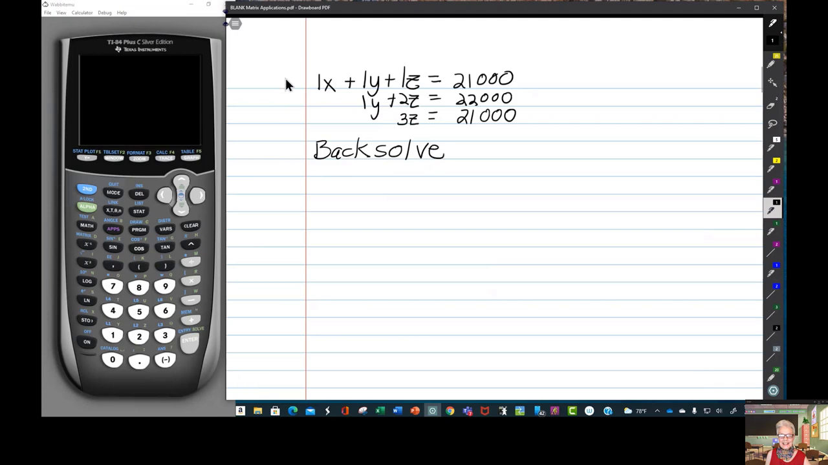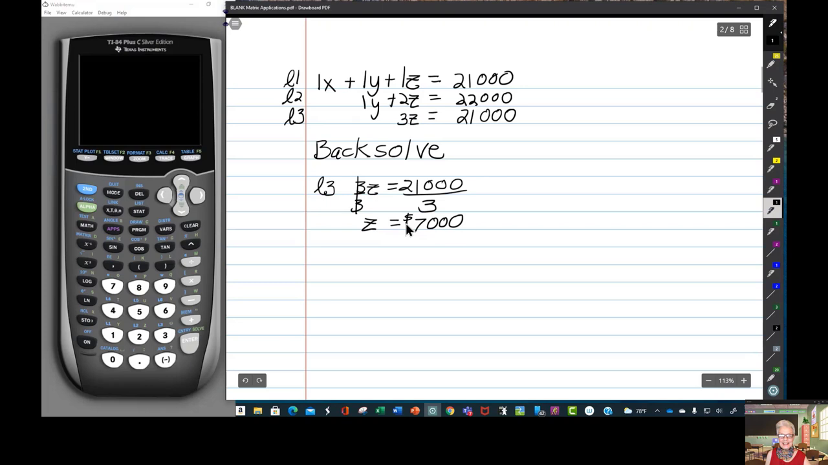And we do this because now this is line 1, line 2, line 3. Instead of starting with line 1 and going to line 2 and then line 3, I go backwards, so it's called back solving. I start with line 3. 3z equals 21,000. Divide by 3. Divide by 3. So z equals 7,000. And it's going to be dollars, of course.